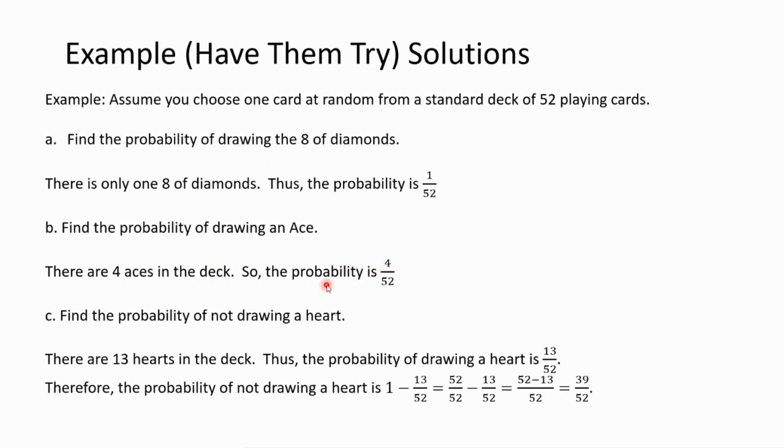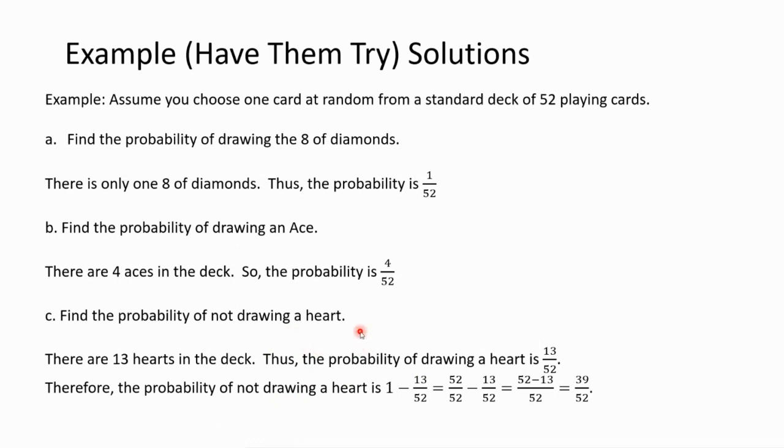Now the probability of not drawing a heart. In other words, you want to draw a card that is not from the suit of hearts. Well, you could probably count it directly, but let's do it this way, as I have here. There are 13 hearts in the deck, so the probability of drawing a heart is 13 out of 52. But we want the complement of that. That is, we want the probability of not drawing a heart. So in this case, we would do 1 minus that, because we want the probability that we do not draw a heart. We want the complement.